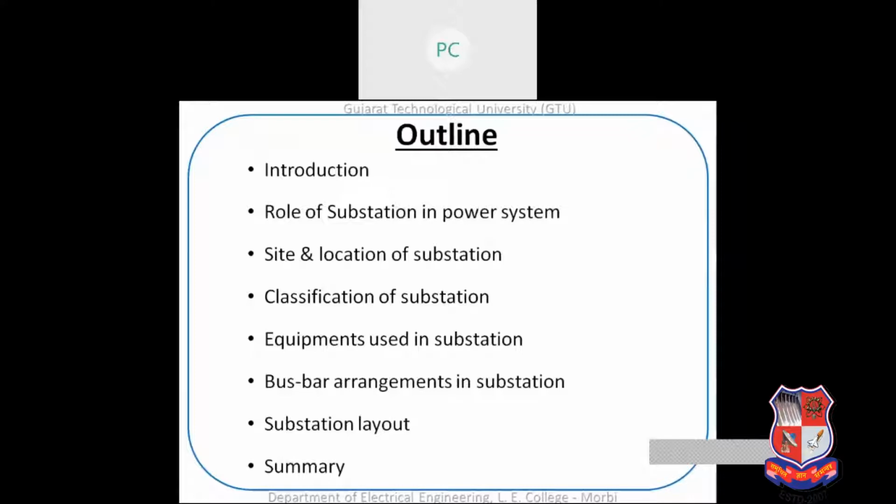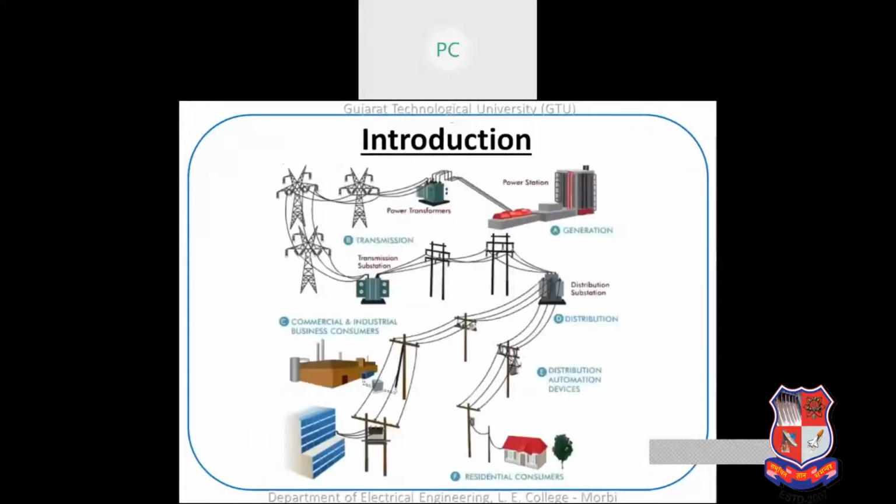Thereafter, we will enter to the equipments that we use in the substation, and we will have different equipments in the substation that we'll understand. After that, we will see the busbar arrangements in the substation, and finally we will see the layout of the substation, and then we'll summarize the entire unit. So let us understand first what is the requirement of substation in a power system.